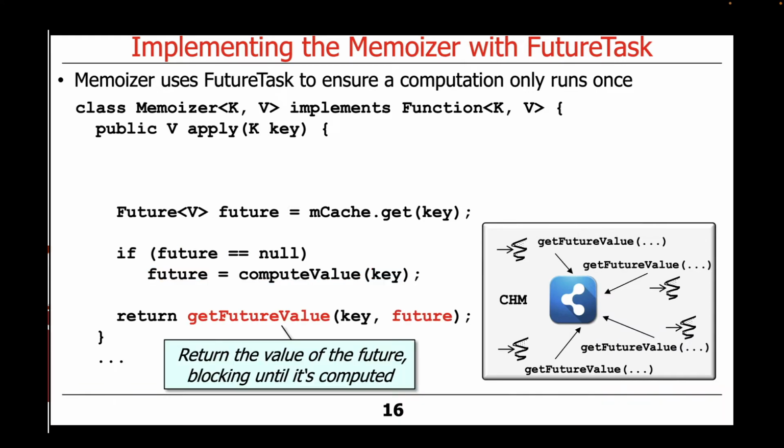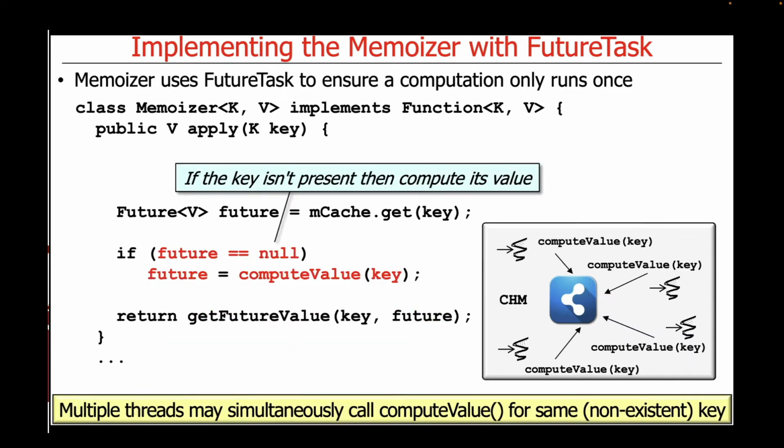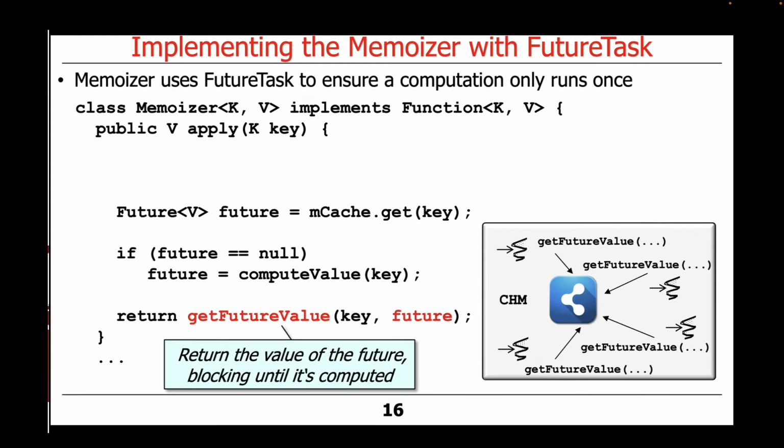So let's go ahead and take a look. We'll take a look at computeValue in a second. That's where the secret sauce is of this stuff. But what you get back from this call will then be passed to getFutureValue. And that's going to return the value of the future, potentially blocking until it's computed. So this is important, and we'll come back to this. It's a little subtle.